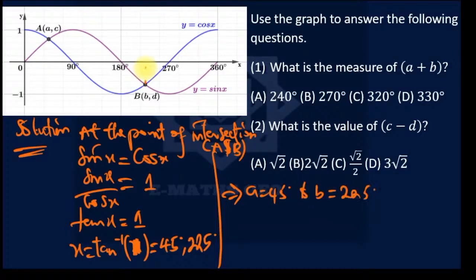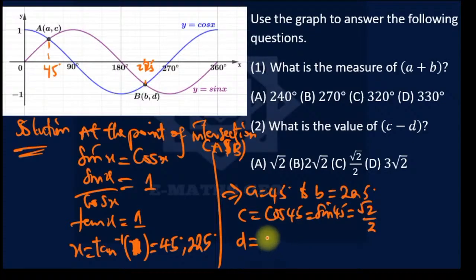So this is 225, this is 45. C is now in y. C is the y value, which is cos 45 or sine 45, so it will give us root 2 over 2. D is also cos 225 or sine 225. So both of them will give us minus root 2 over 2.